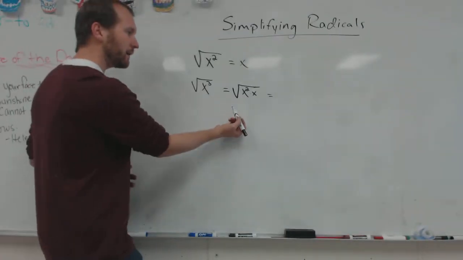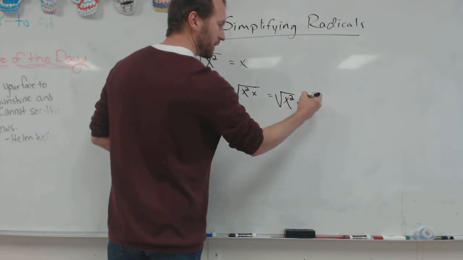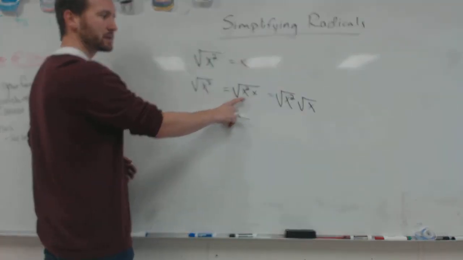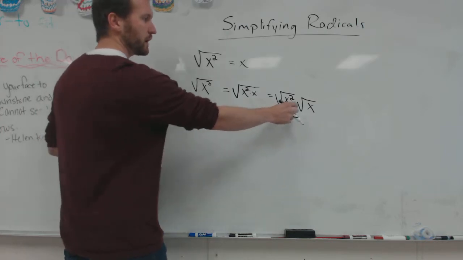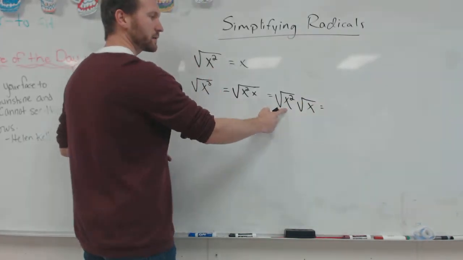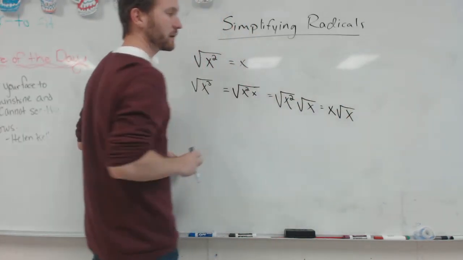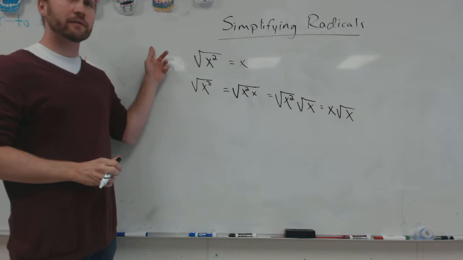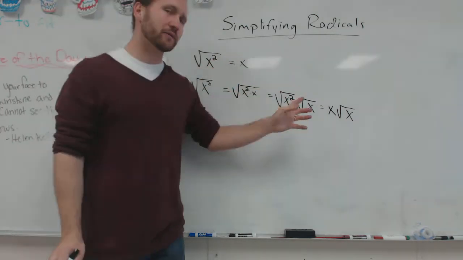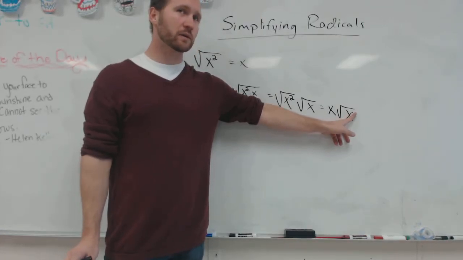Exactly. So now, I'm going to really break this down step by step. I have the square root of x squared times the square root of x, using my multiplication rule for square roots, which is the same as the multiplication rule for exponents. Breaking that down, the square root of x squared is x. And the square root of x, I can't do anything. But the key with the problems that you'll have on your homework, you will never have any exponent higher than 1 in a square root once you're done.